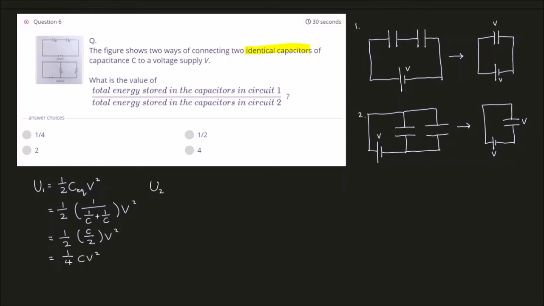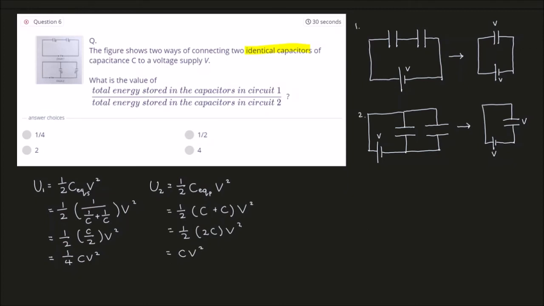For figure 2, it will also be half C equivalent V squared. Let's write a P for parallel over here, and I'll write an S for series, just to keep things clear. For two capacitors connected in parallel, it's just C1 plus C2. Since C1 and C2 are both C, it's C plus C, times V squared. So you arrive at half times 2C V squared. Therefore, CV squared.